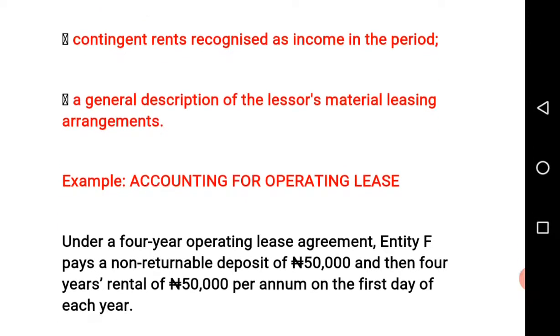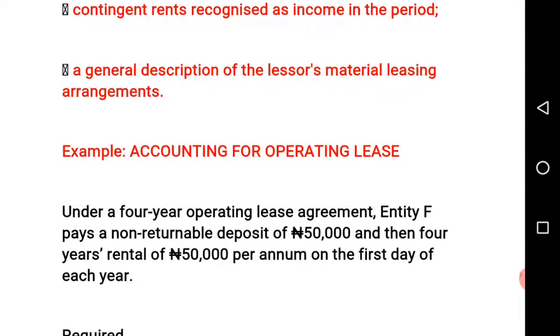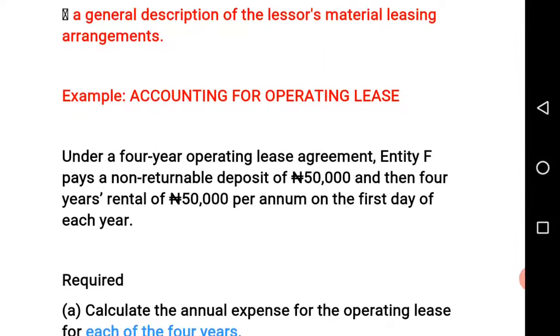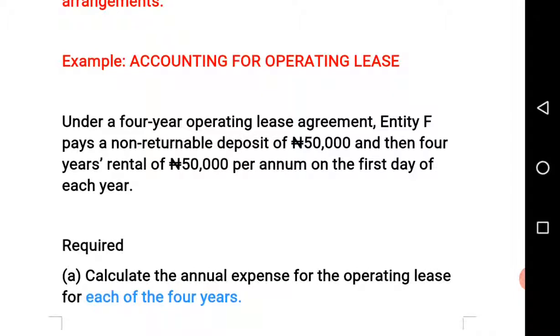So we have an example on accounting for operating lease. Now, throughout the periods, we've been talking about accounting for finance lease. Now we're moving over to the operating lease, which is a little bit easier. It says under a 4-year operating lease agreement, this is an example, entity F pays a non-refundable deposit of 50,000 and then 4 rental payments of 50,000 per annum on the first day of each year. So we have a deposit, then we have 4 years of 50,000 each.